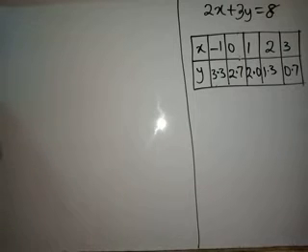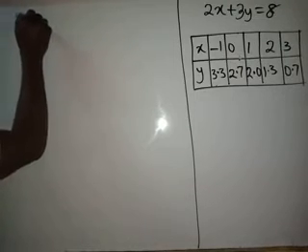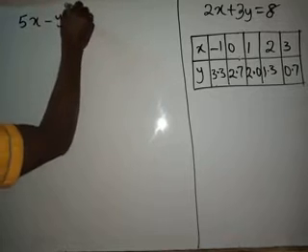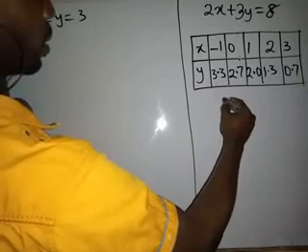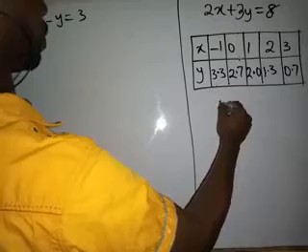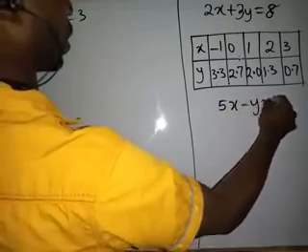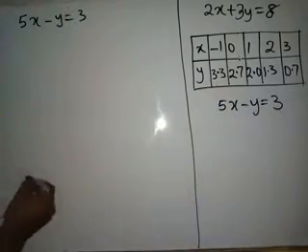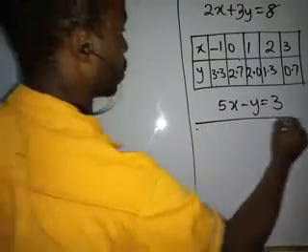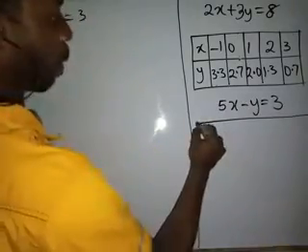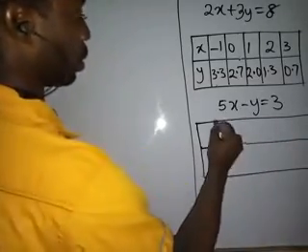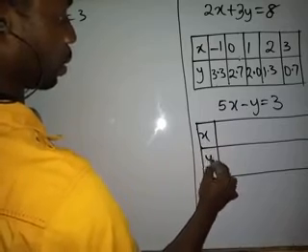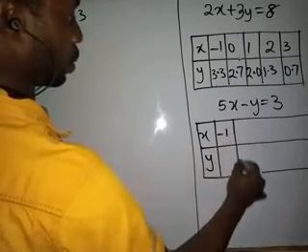So the next one, this one is straightforward. Is 5x minus y equals 3. So let me write this here. For 5x minus y equals 3. Okay, so the table 2 will be from minus 1 to 3. From minus 1 to 3.